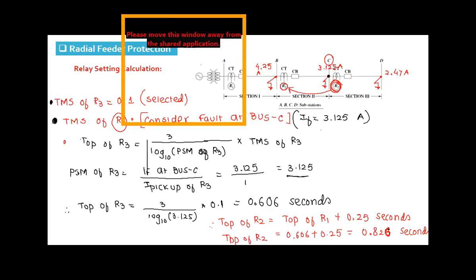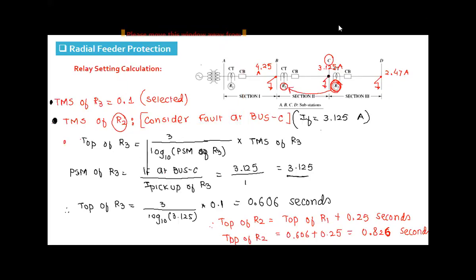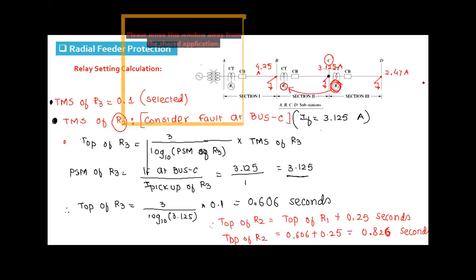समझ में आया इतना? यहां तक हो गया सबका कैलकुलेशन? Yes everyone? क्या किया हमने? R2 का TMS सेट करना है तो फॉल्ट कौन सा लेना है? उसके नेक्स्ट बस. R2 is at bus B, so fault is to be considered at bus C. उस फॉल्ट के लिए पहले क्या करेंगे? R3 का TOP फाइंड करेंगे और R2 का TOP उससे 0.25 सेकंड ज्यादा होना चाहिए to have a proper coordination. We have to consider the error plus or minus 7% error, breaker time, overshoot, safety factor, everything. So remember the diagram.